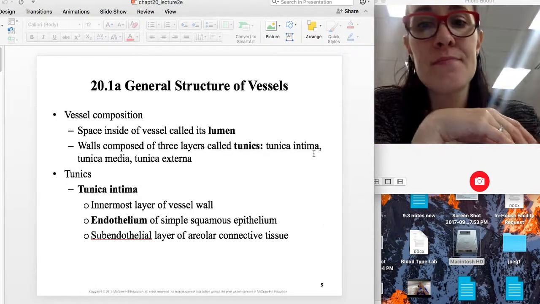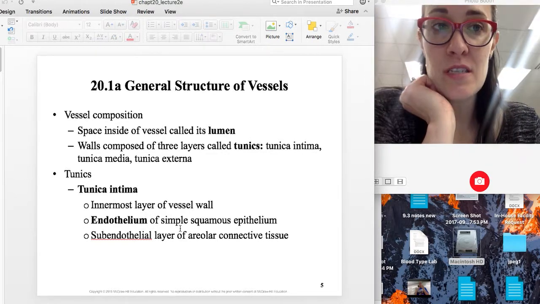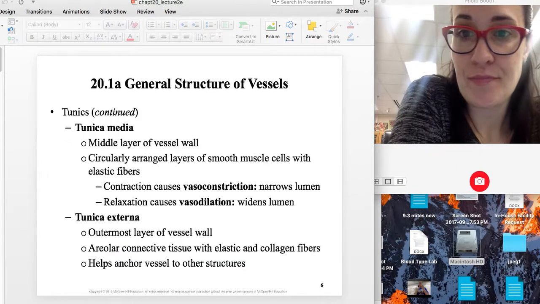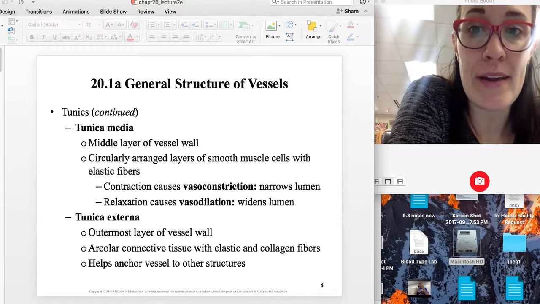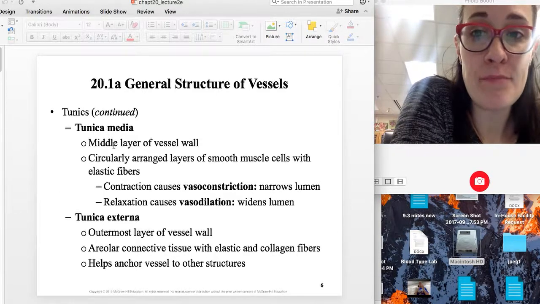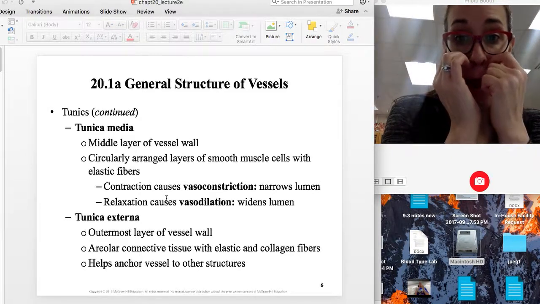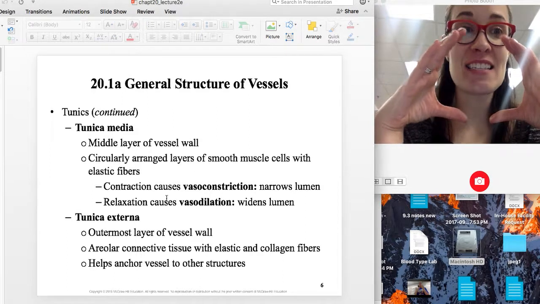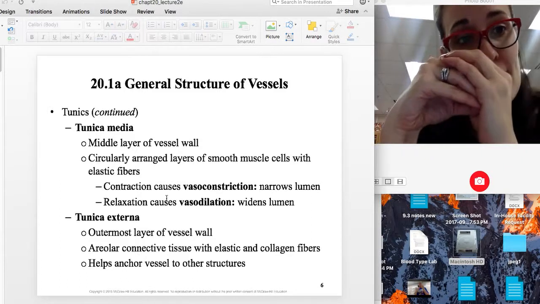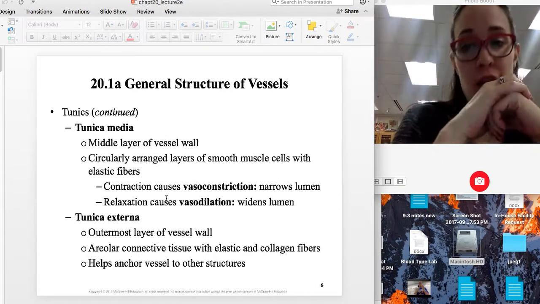The innermost layer is made up of epithelial cells called endothelium, simple squamous, so it allows for diffusion of materials. The muscle layer is the middle layer, and so this is smooth muscle that's located in this tunica media. When those muscle cells contract or tighten, it causes vasoconstriction, or narrowing of that lumen. When they relax, it dilates that blood vessel, causing it to widen that lumen or space in the middle.